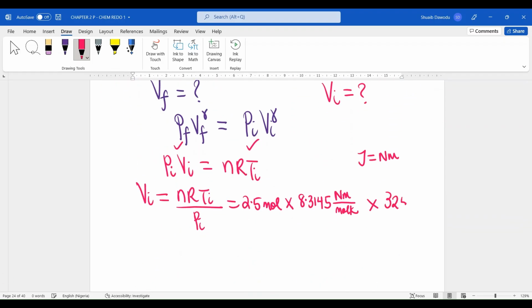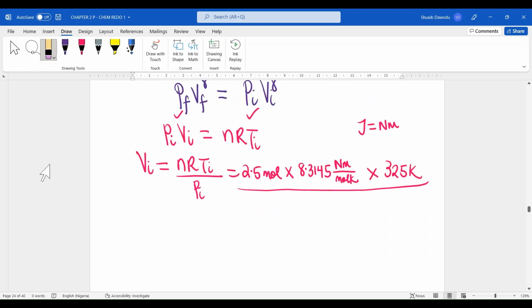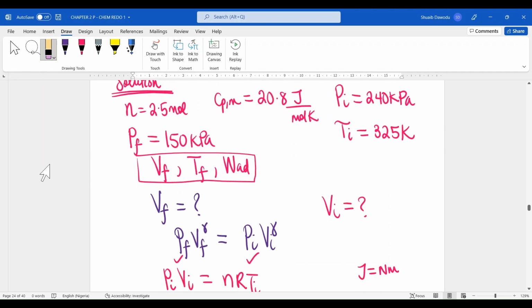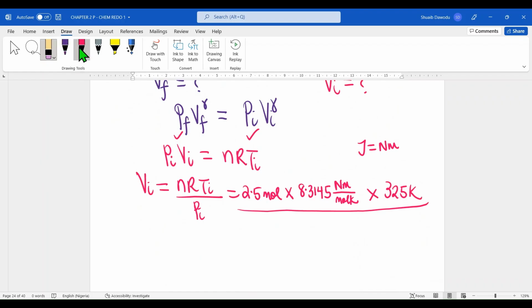So 325 Kelvin divided by pressure, which is 240 kilopascal. That is 240 times 10 to the power of 3 pascal, and pascal is simply Newton per meter squared. It's a unit for pressure, and pressure is just force over area.